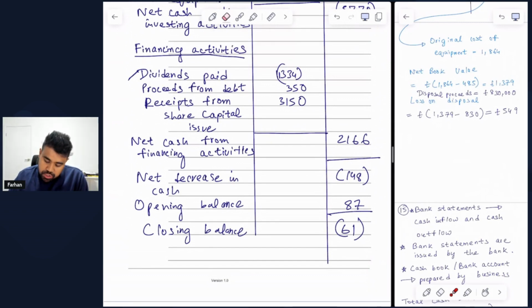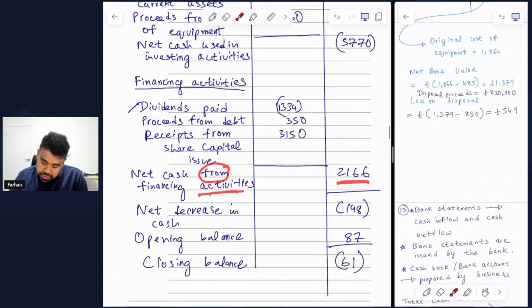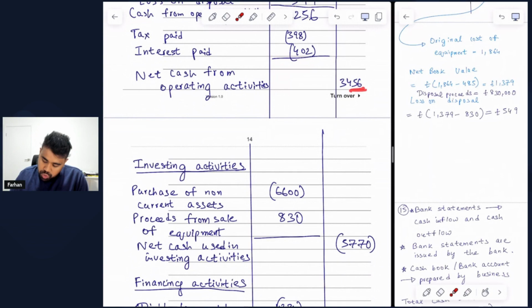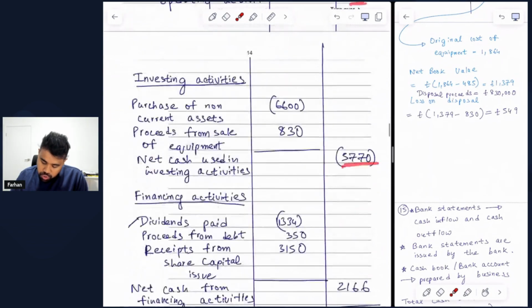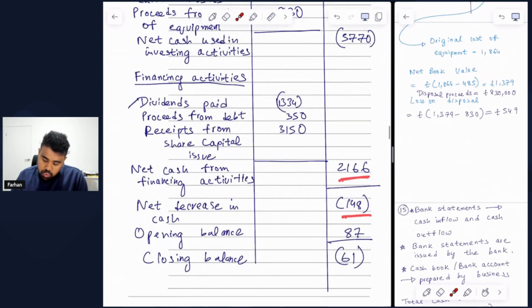So once you get all the totals for the financing activities, that should be 2,166, which is positive, and you will see the wording has changed to net cash from financing activities. Then what we have to do next is add the total for operating with the total for investing and the total for financing, and you should get negative 148 with reference to a decrease in the balance for cash from 2015 to 2016.